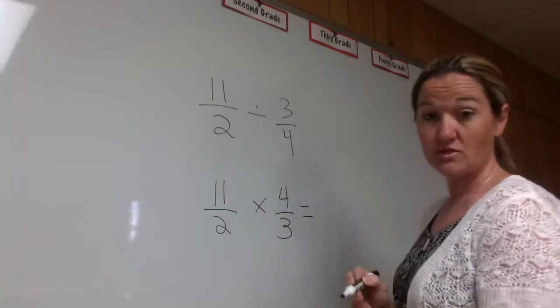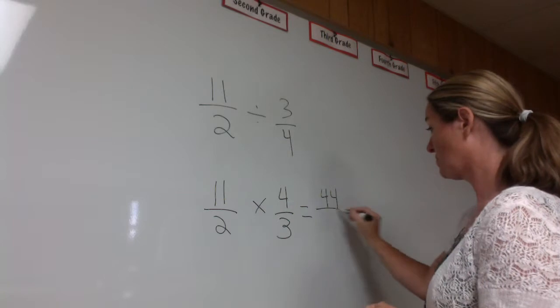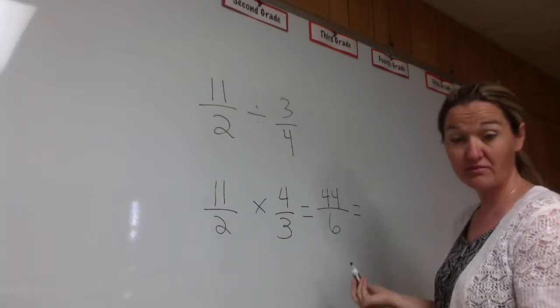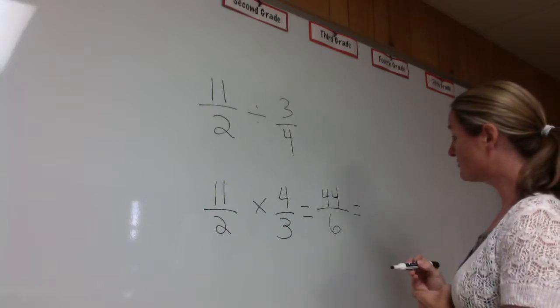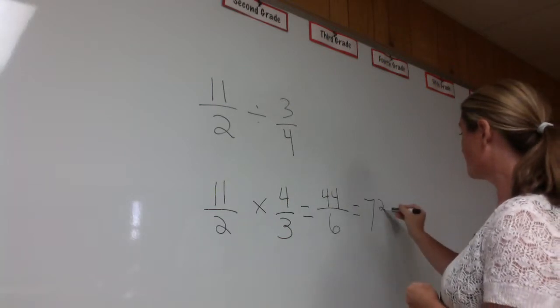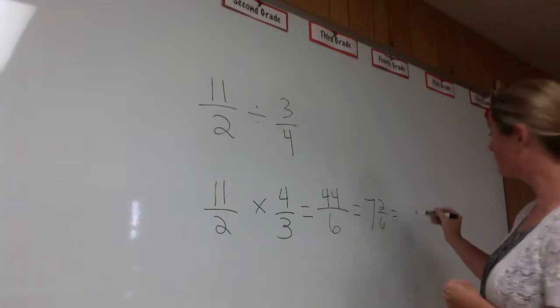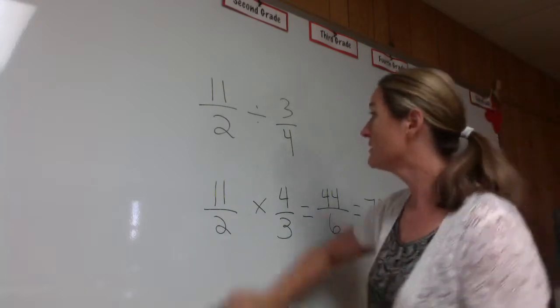Once I do that, now I can just go ahead and multiply. And then I've got an improper fraction, need to convert it to a mixed number. 6 goes into 44, well 6 times 7 is 42. So that gives me a remainder 2 over 6. 2/6 is not in simplest form. So 7 and 1/3.